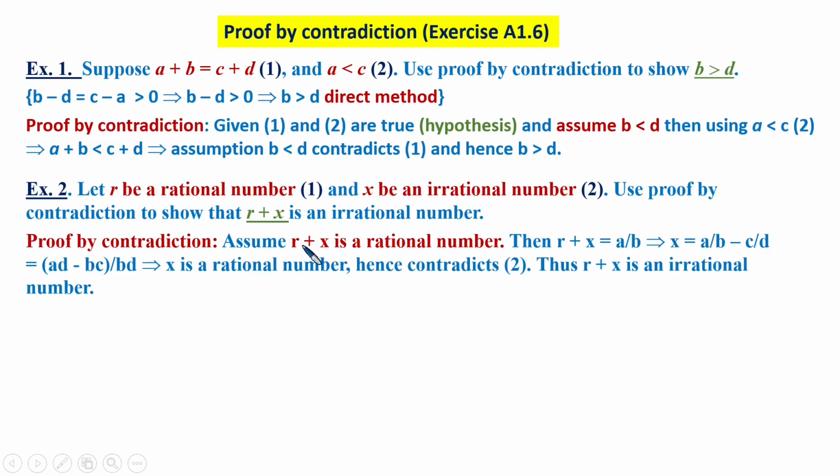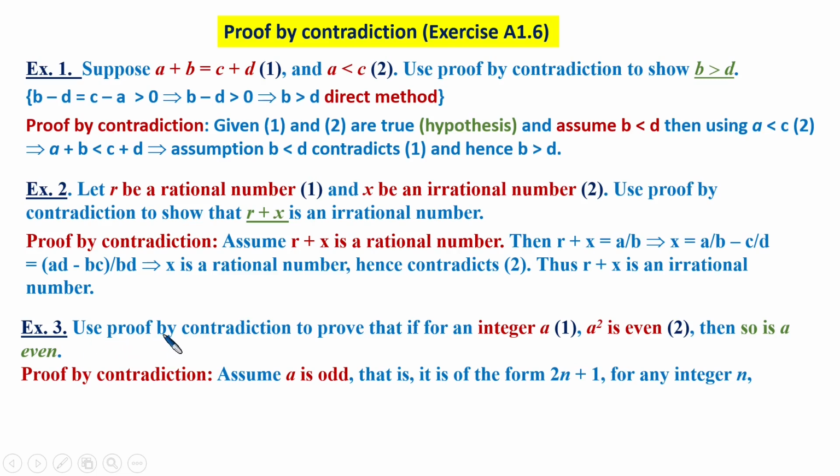So if I consider R plus X as a rational number, I get X as a rational number. So this contradicts this statement too: X is an irrational. Here I have written the same thing that I have told. It implies X is a rational number, hence contradicts 2. Thus R plus X is an irrational number. Just pause and again go through all these exercises.